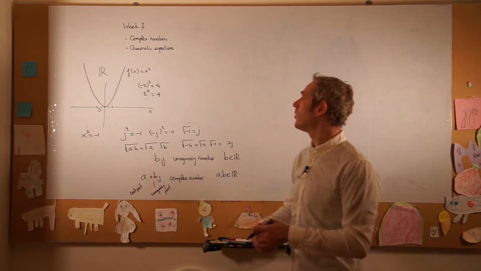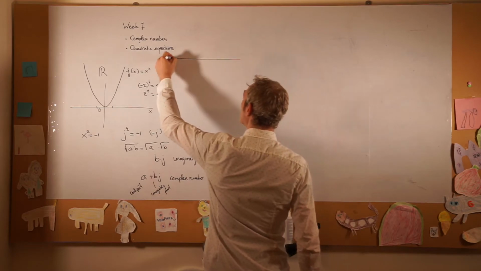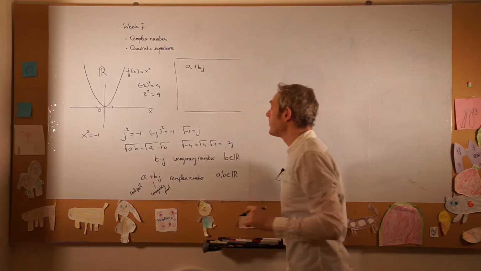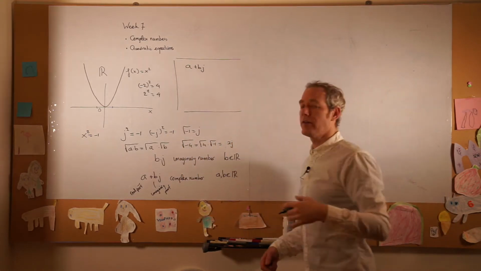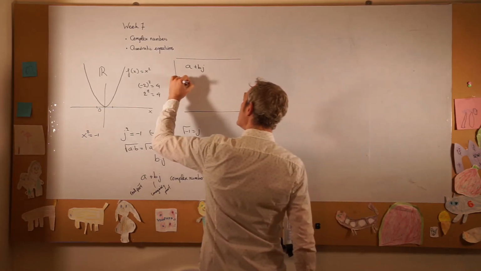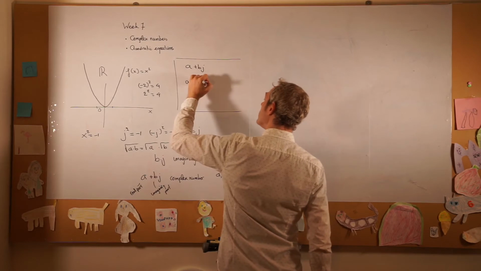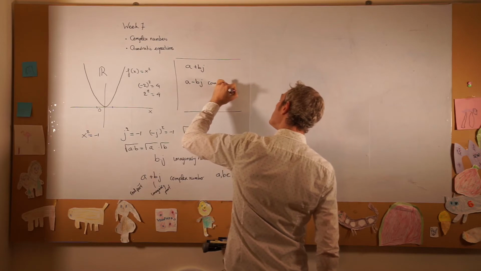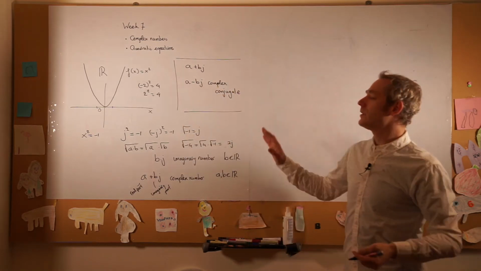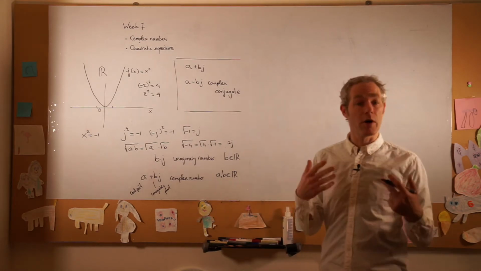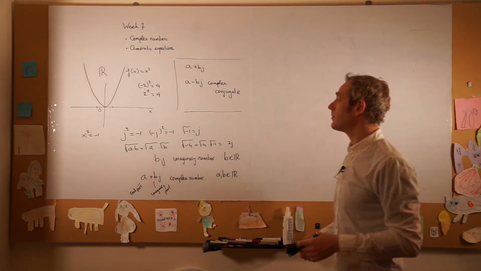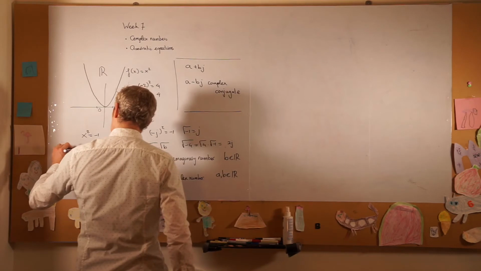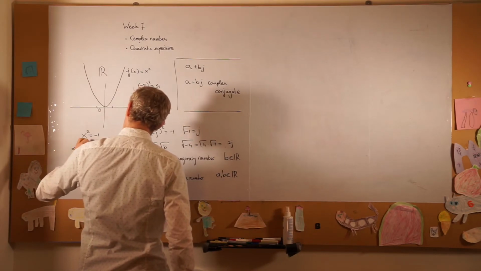If we have a complex number, a plus bj, then it has a number that's associated with it, which is a minus b times j, which is called the complex conjugate. Now, there is a lot to tell about complex numbers, but for our purpose, this is all we need. Because we can now solve this quadratic equation: x is equal to j, or x is equal to minus j.